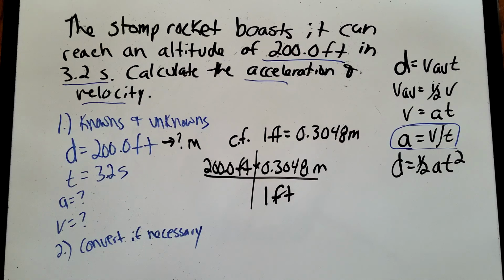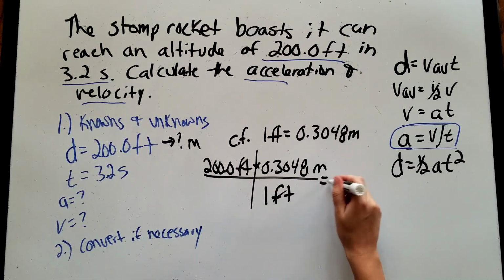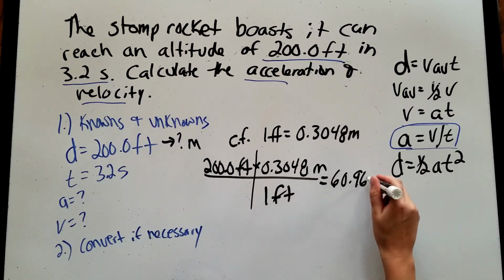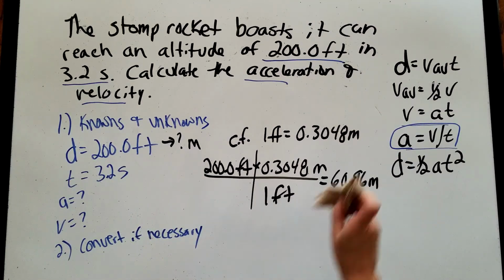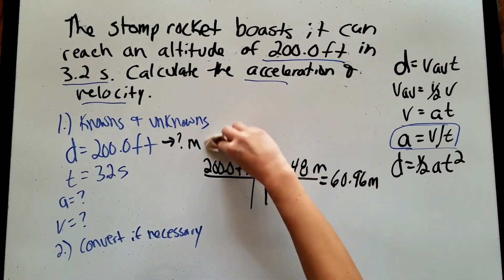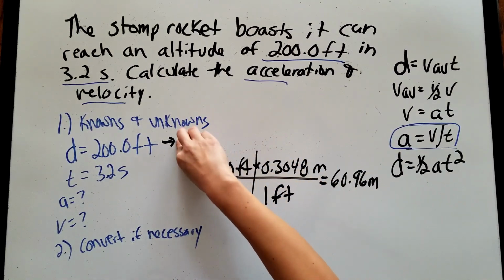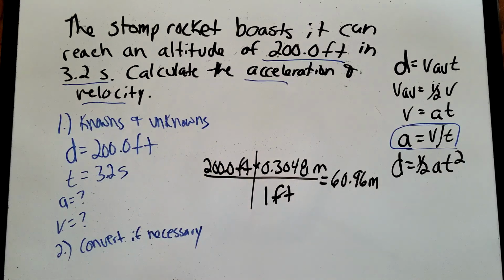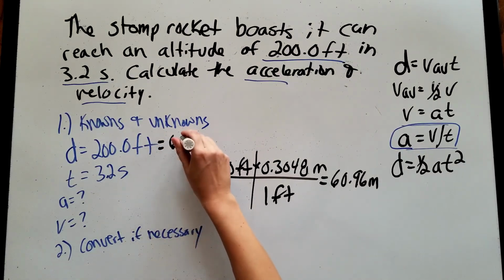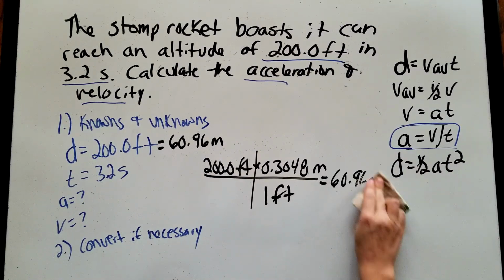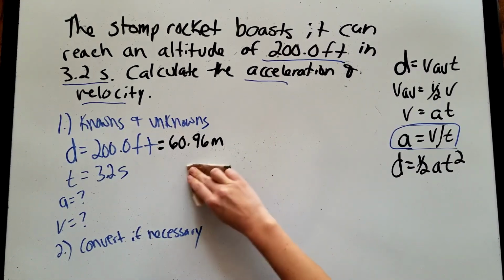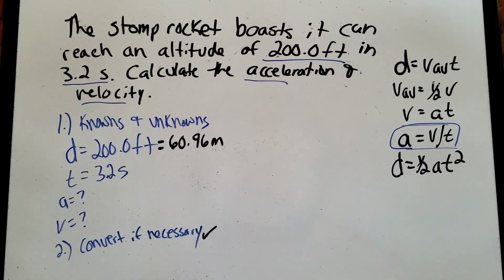Doing that conversion, I get 60.96 meters. I'm not taking into account significant figures. I'm just going to keep all the digits shown on my calculator because this is not my final answer. The more digits I keep, the more accurate my final answer will be. So I'm going to put that 60.96 here. Erase this to give myself some room. So step 2, done. I have converted.